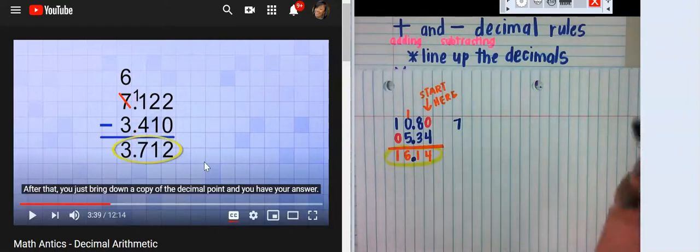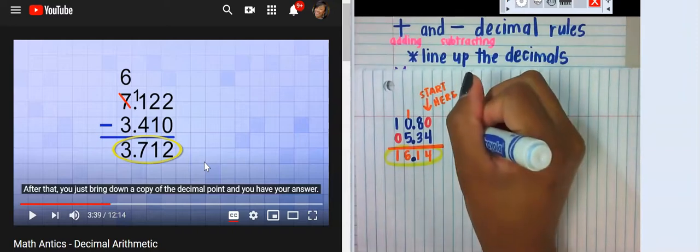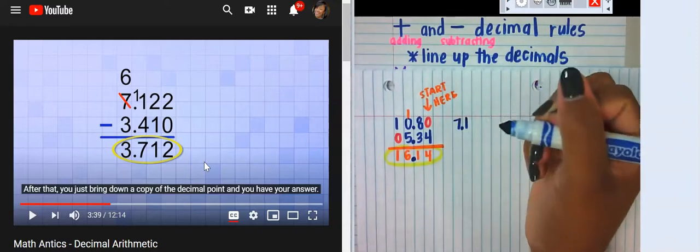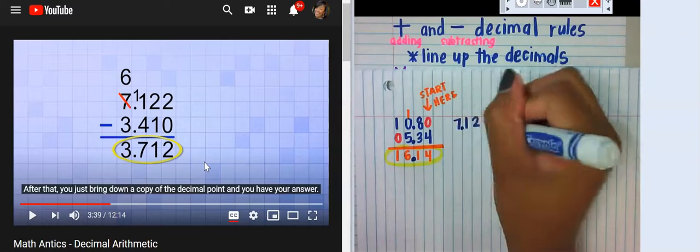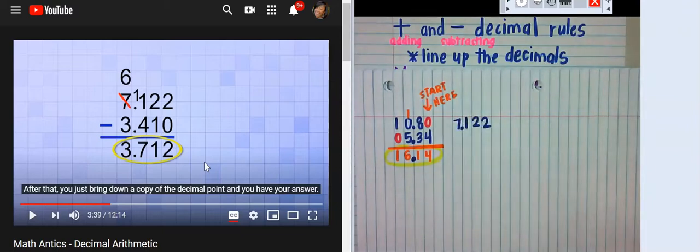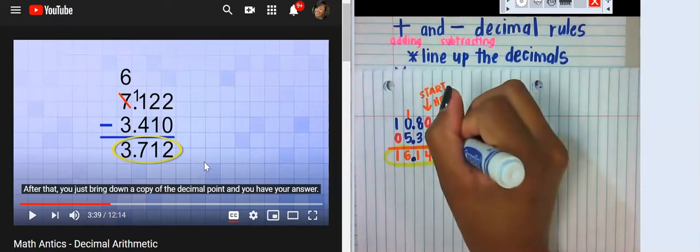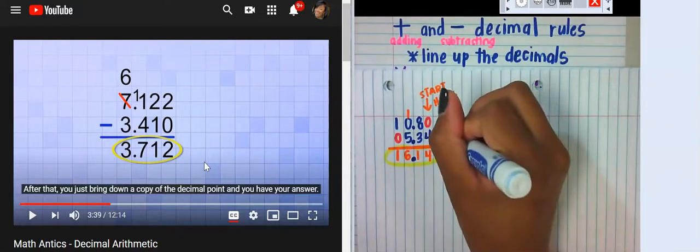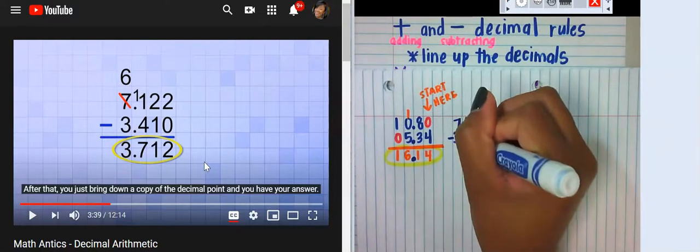All right, take some time to write down this problem. I know that one went really, really fast, so I'm going to write it down on my note sheet with you. So 7.122 subtracting 3.41.